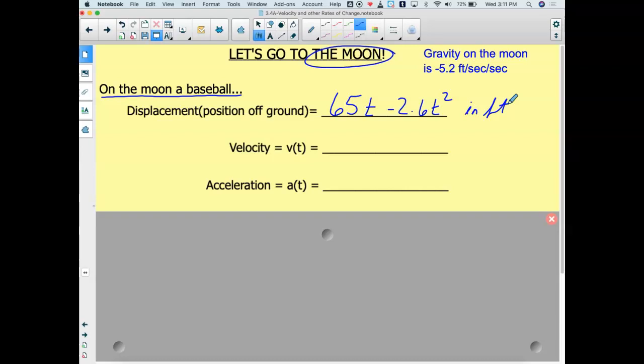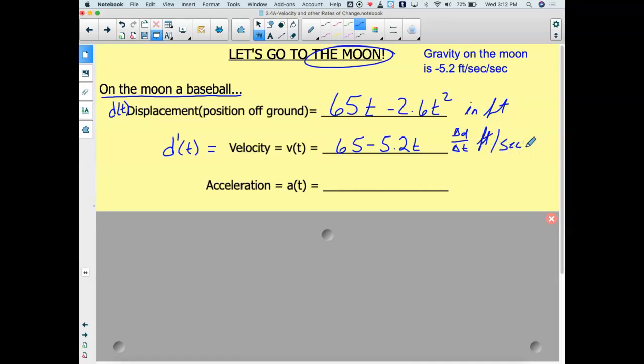The velocity, remember the velocity function from yesterday. Velocity is the derivative of position. So that's going to be the derivative of my displacement function, d of t. That is going to be 65 minus, well, negative 2.6 times 2, that's negative 5.2t. And because that's a change in distance over a change in time, velocity is going to be feet per second.